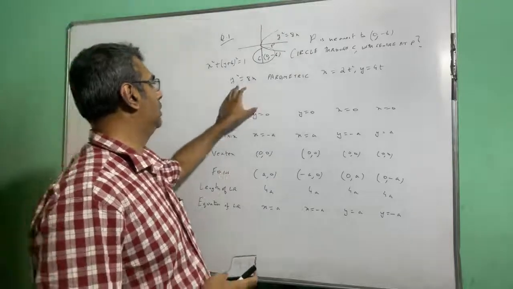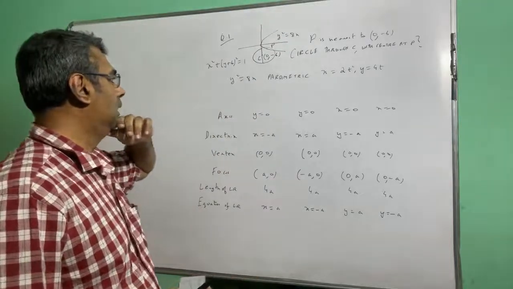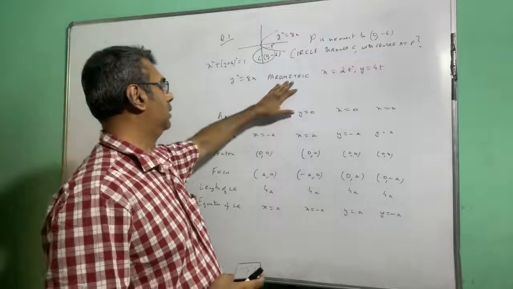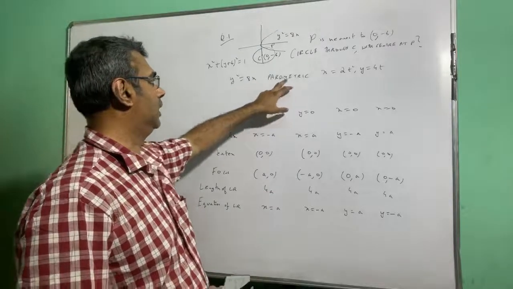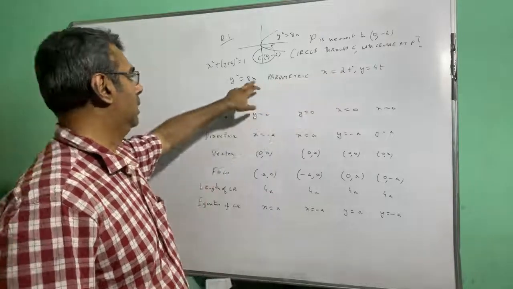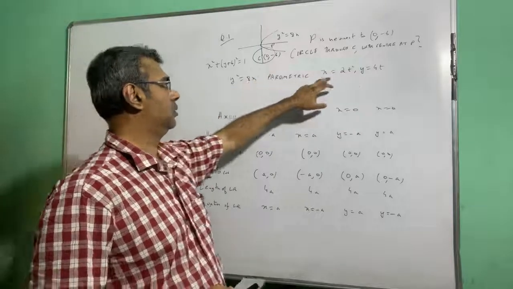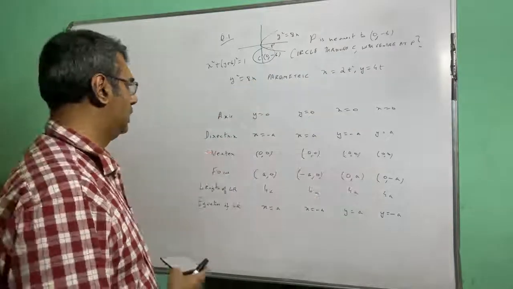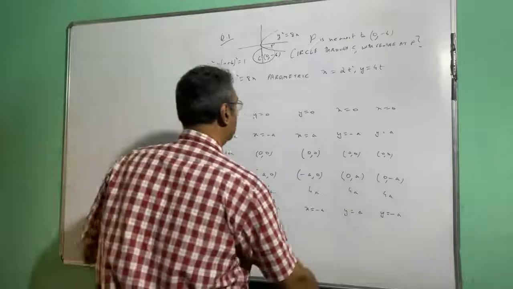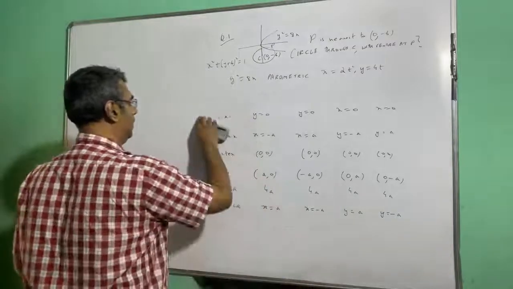So what we will do is that y square equal to 8x. So the parametric version of this, you have to put x equal to 2t square. Just remove x and put 2t square. So y will become 4t. So that is the parametric version. X equal to 2t square, y equal to 4t.